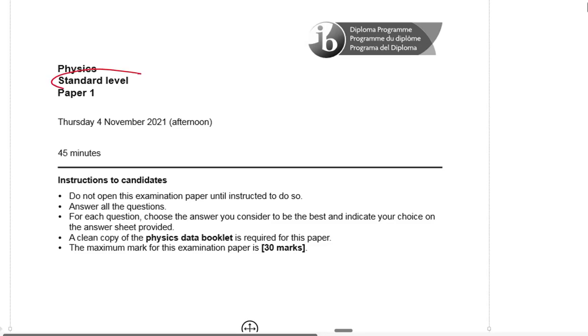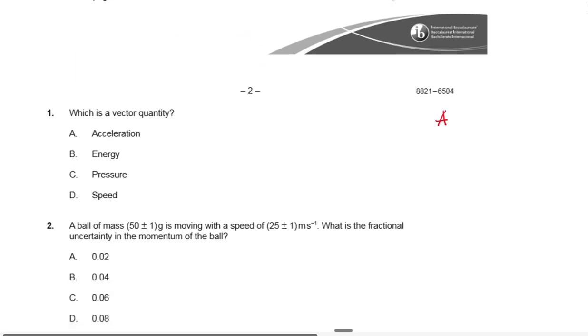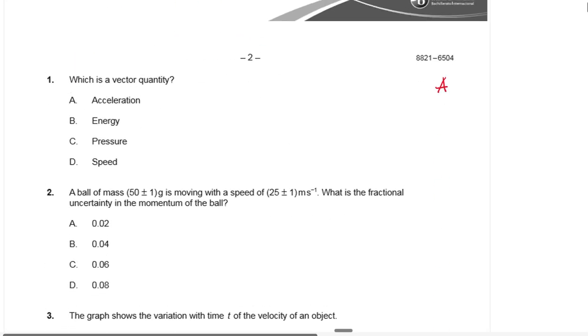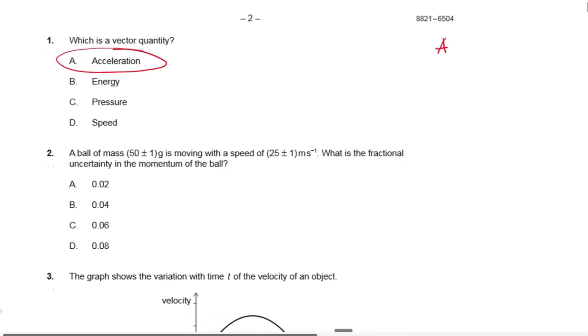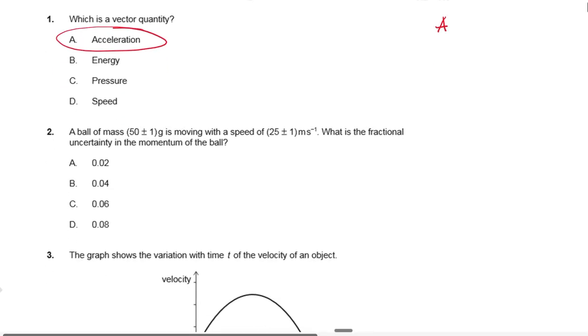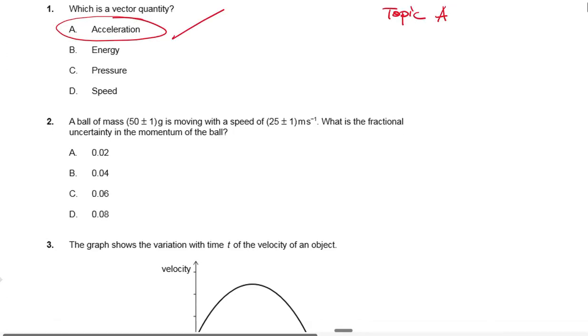This is the SL and 21 paper, and these are just the extra SL questions that I didn't cover in HL. So definitely go check out the HL playlist that has most of the SL questions as well. Question 1 was not there. What is a vector quantity? Acceleration. That should be pretty quick. Topic A, by the way, the answer is not necessarily A, but the answer is A.